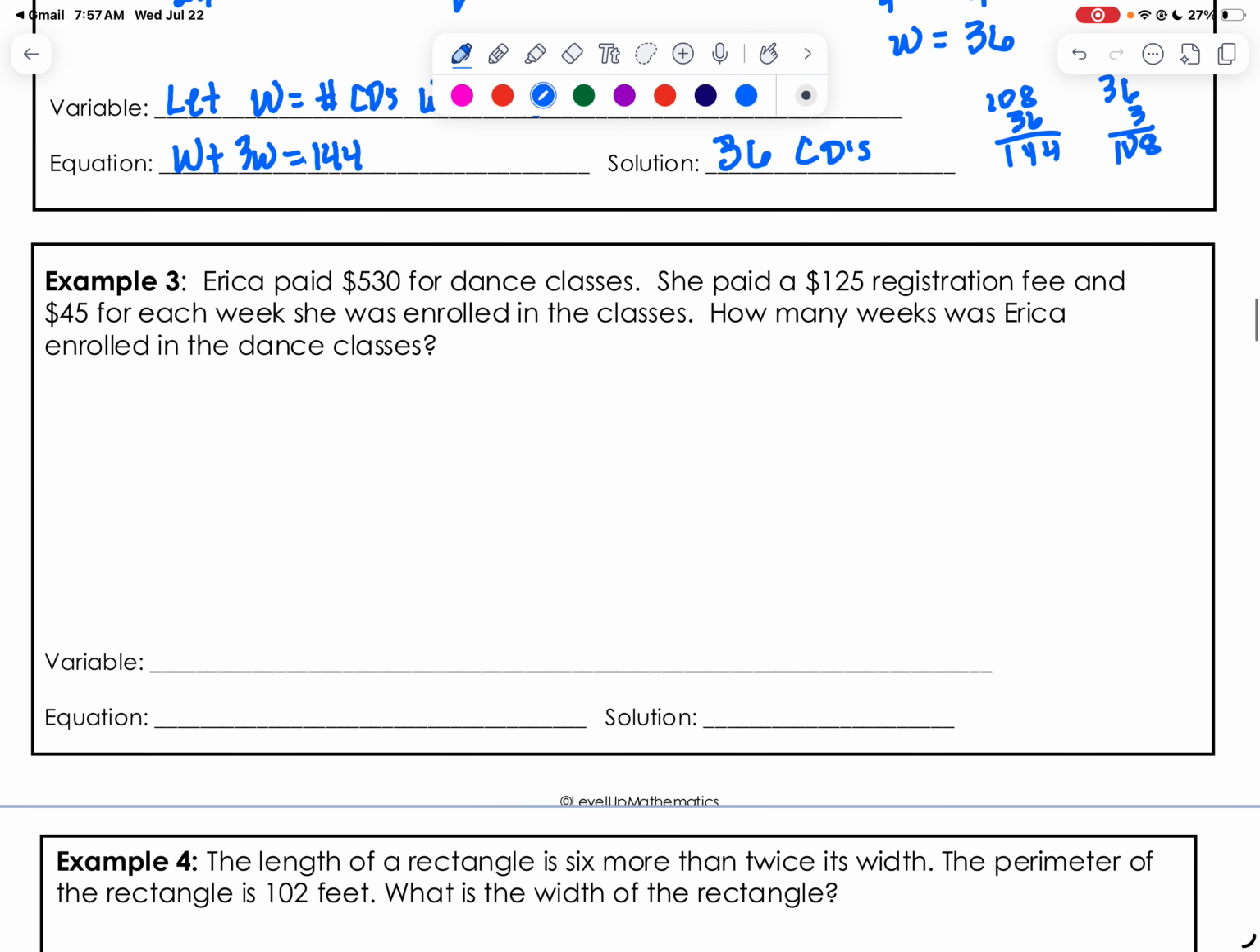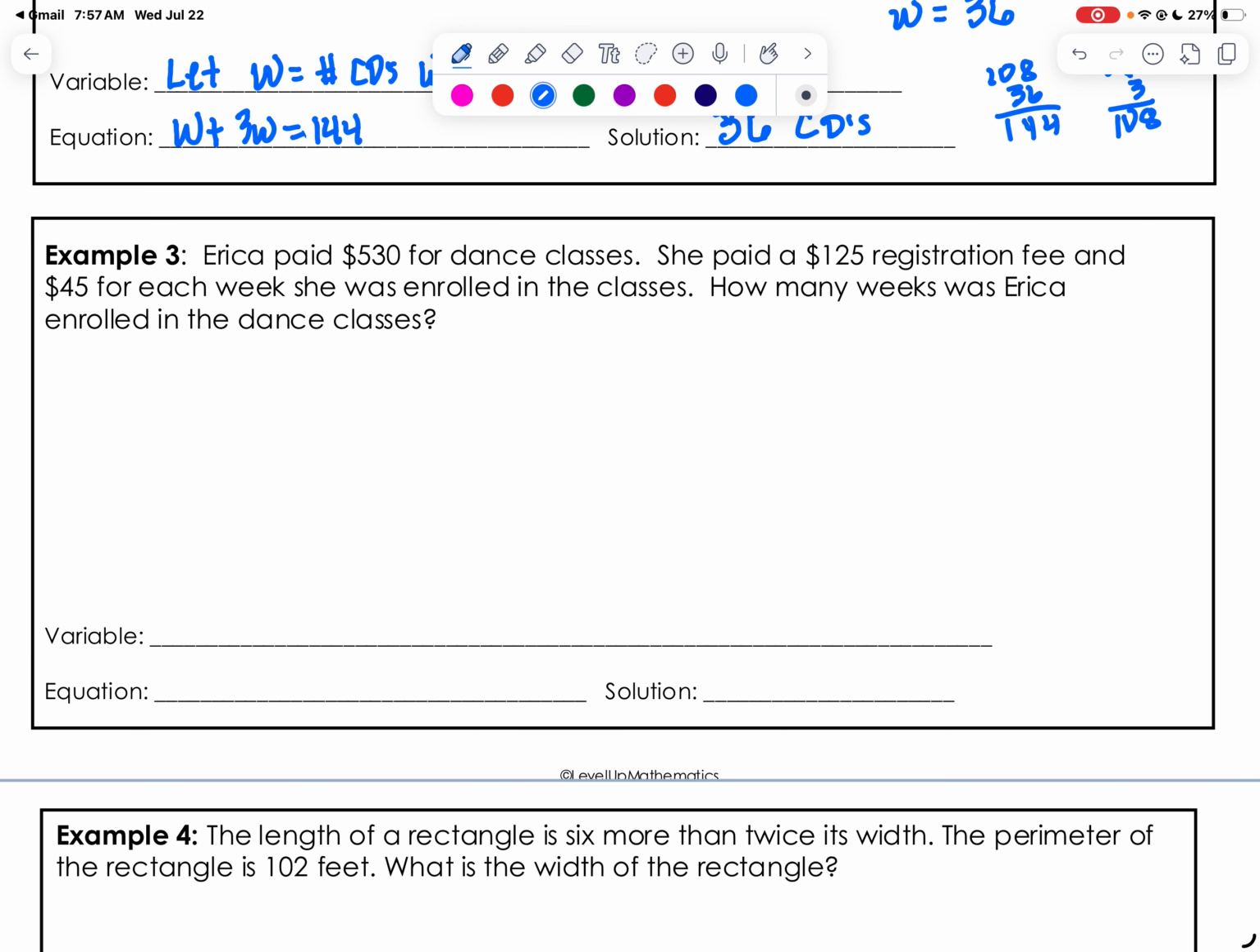All right, example 3. Erica paid $530 for dance classes. She paid a $125 registration fee and $45 for each week she was enrolled in the classes. How many weeks was Erica enrolled in the classes? So here's our unknown. We do not know the number of weeks. So I'm going to let W equal the number of weeks.